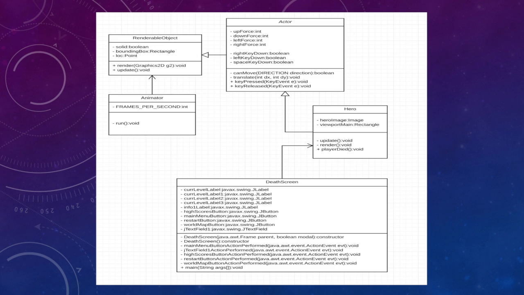Now, as you can see here, all of this here is the hero, but here I have the player died method, which calls the death screen here, which has all sorts of buttons here. They see the label, the J label here, which takes the user's name and will send them to the high score screen through this method here, and it shows up when they die.